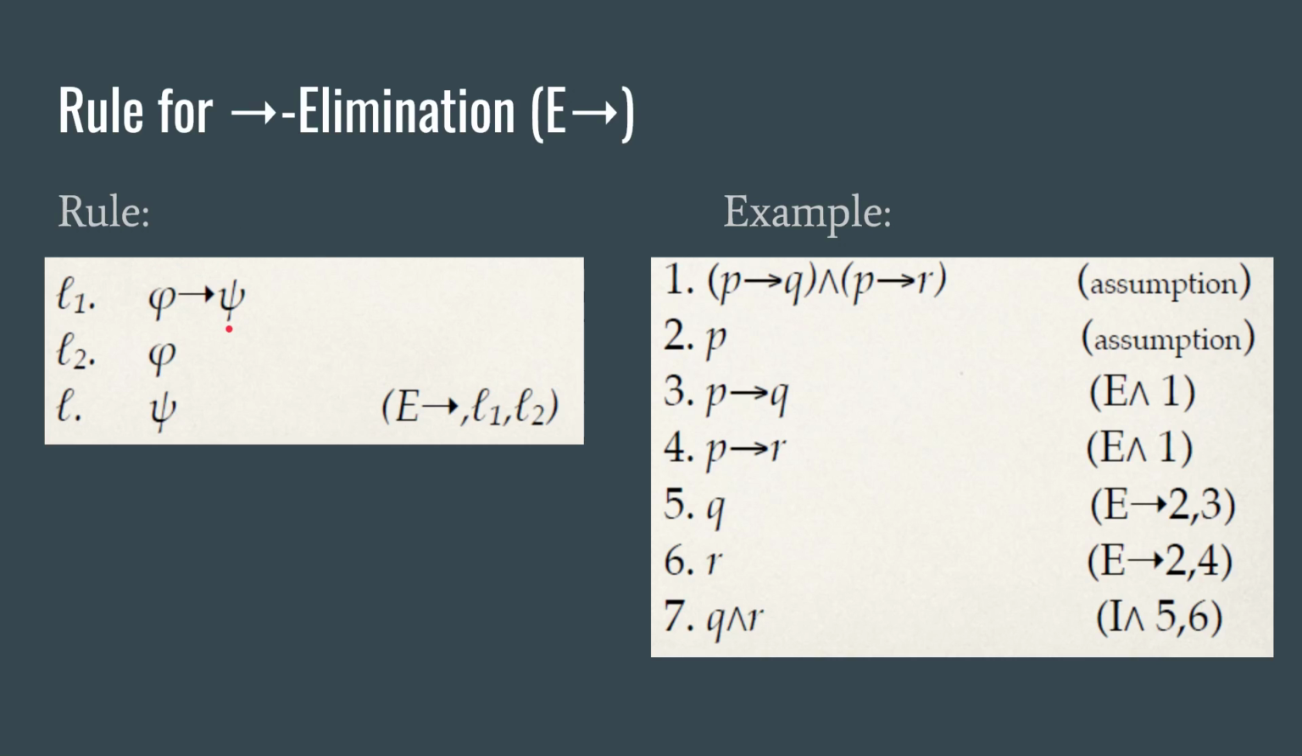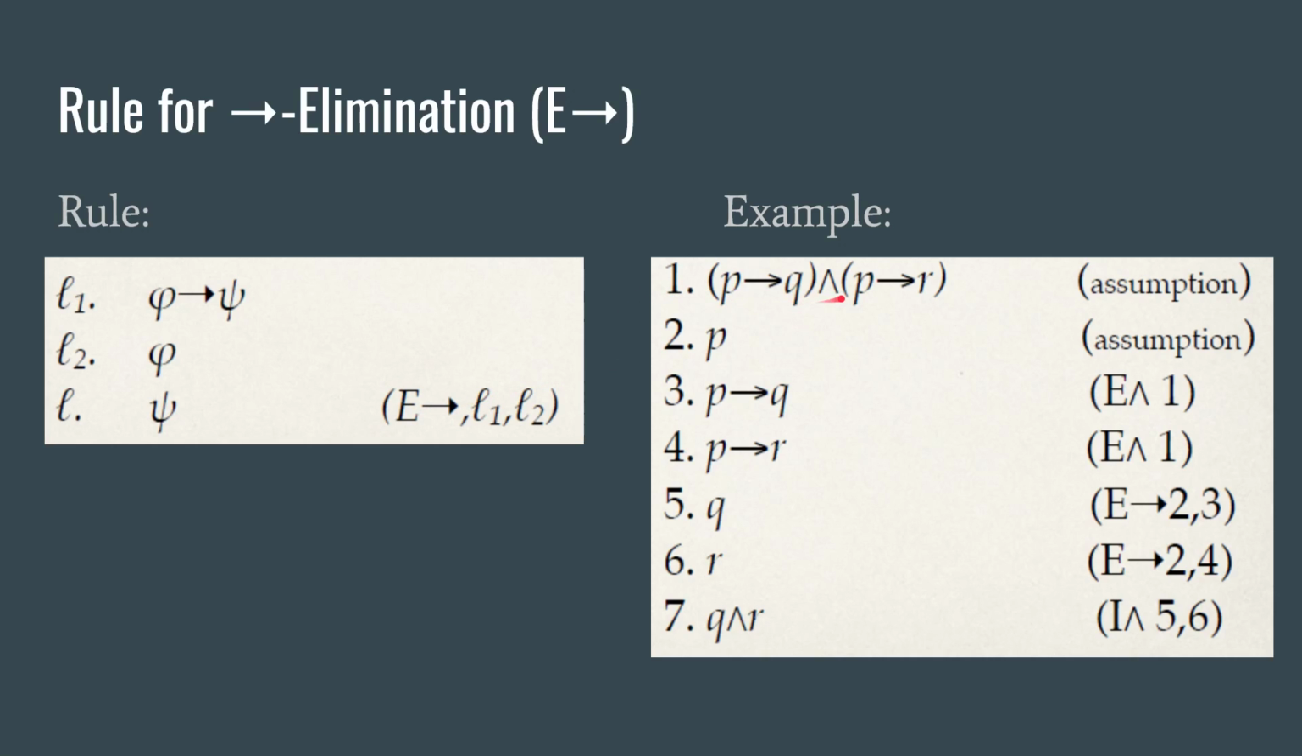If you have phi arrows psi on a line, and on another line you have phi, then you can unlock psi and write psi by itself on a new line, of course indicating which rule you've used. You've used the arrow elimination rule on lines 1 and 2. Notice that you need 2 lines for the arrow elimination rule because you need to show which line you had phi arrows psi and which line you had phi. Here's an example of that.